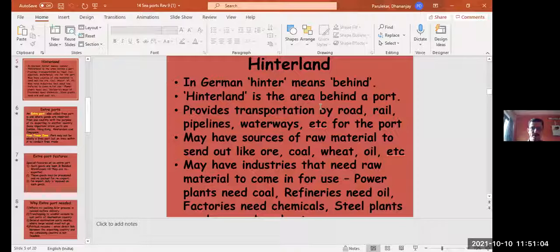Jahan pe pani nahi hai, jahan pe sea connected nahi hai. Mumbai is a seaport. Kandla is a seaport. Nashik is a hinterland. Okay, bas ye second line likh do bas.